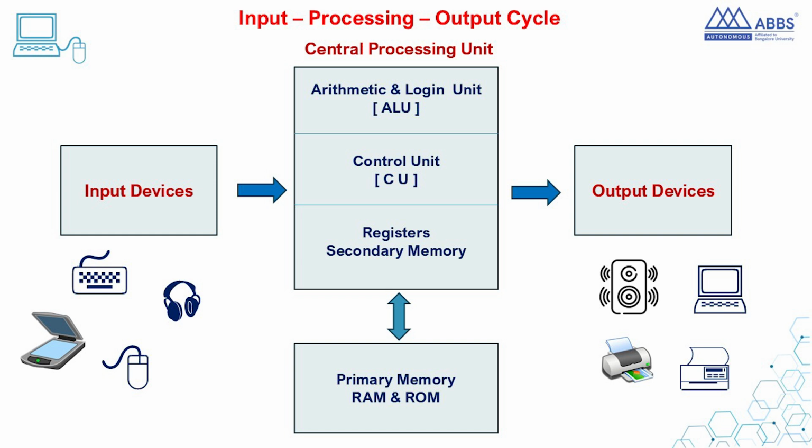Now, let us take the example of the input, processing and output cycle model that we see on the screen. Input can be given through any of the input devices. Let us understand that input, processing and output cycle through this diagram. There are multiple input devices in the diagram like a keyboard, scanner, mouse and a head mounted device. Usually we call it a speech synthesizer.